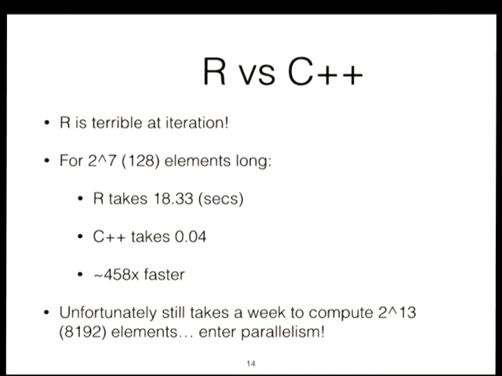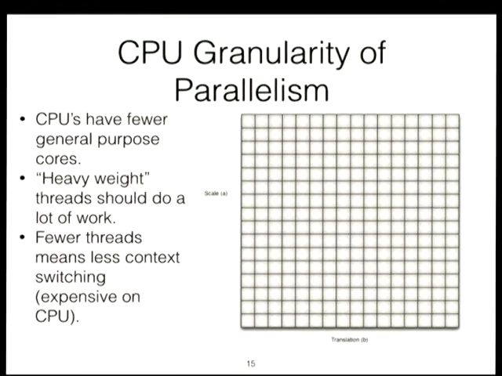Okay. So R versus C++. R is terrible at iteration, as I said before. For 2 to the power 7 elements long, R takes 18.3 seconds, and C++ takes 40 milliseconds, which is roughly 458 times faster, but why stop at that? Because even with one thread or one core on in C++, this still takes about a week to compute. So maybe we can help alleviate this with some parallelism.